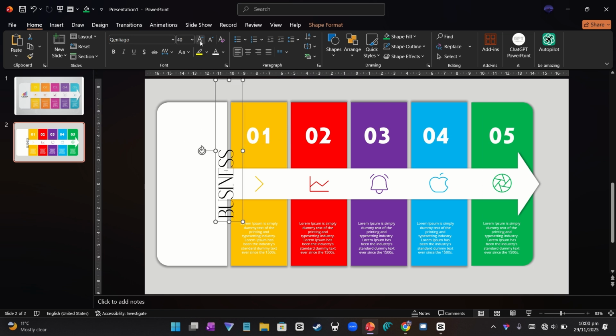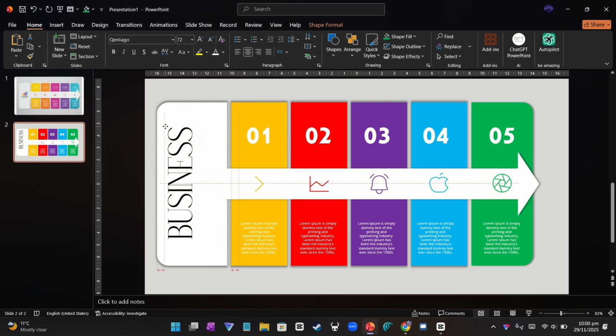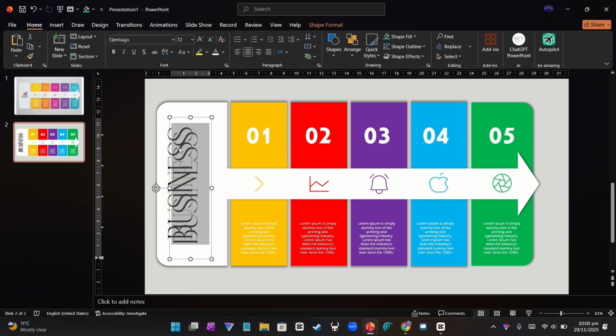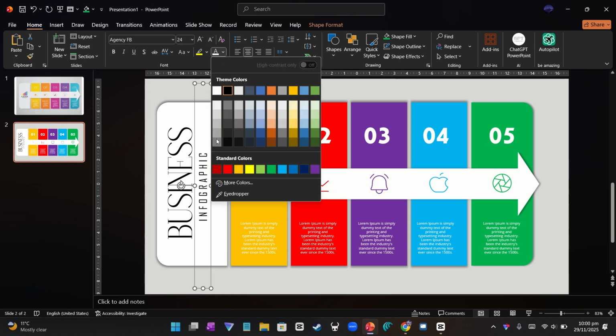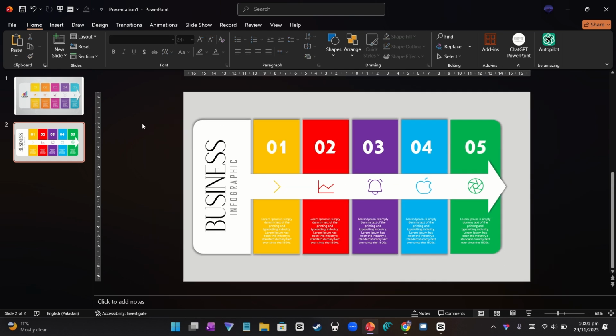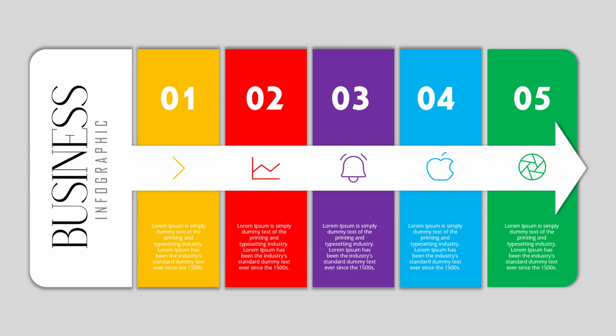Then we're gonna just put them and change their colors. And the next thing you have to do is just put your text and the title, and finally this is the final result.